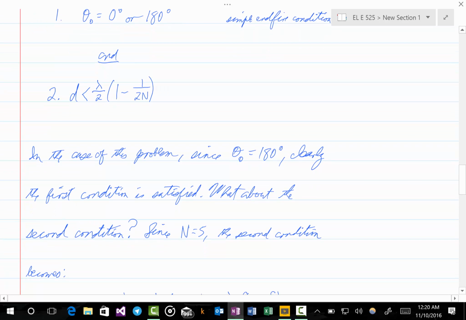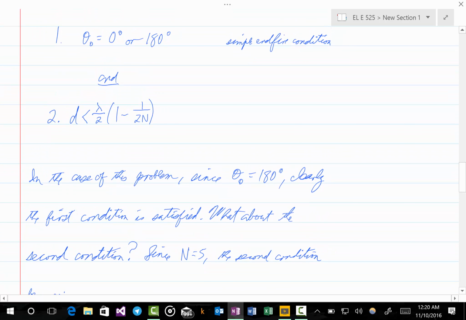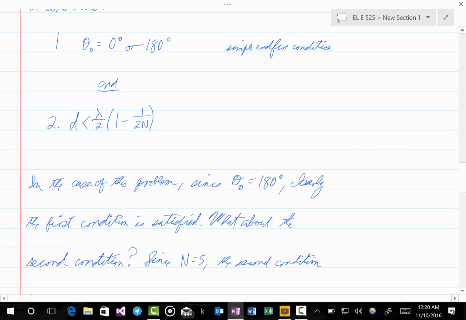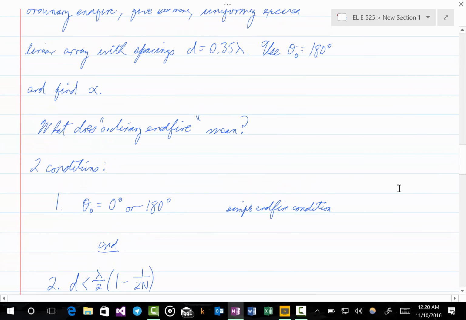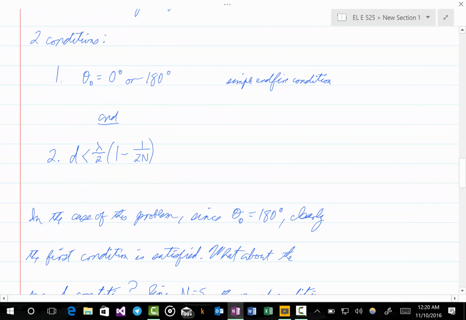So now to check and make sure that the present problem really is ordinary Endfire, recall that we were told in this problem to use theta naught equals 180 degrees, so that immediately means that condition 1 is satisfied. And now what about condition 2? Well, remember that we're told that d is equal to 0.35 lambda. So let's check and see if that d satisfies condition 2.